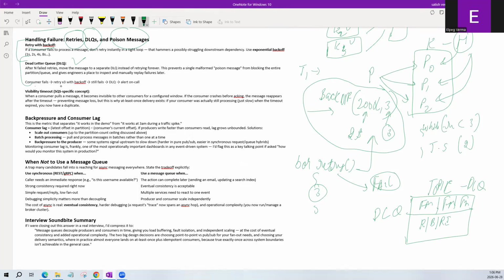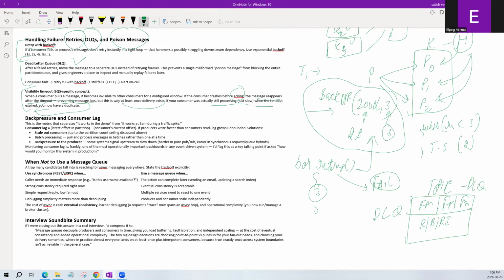Third is visibility timeout, right? When a consumer pulls a message, it becomes invisible to other consumers. Now, if the consumer crashes before acknowledgement, the message reappears after the timeout, preventing message loss. This is why at-least-once delivery exists. If the consumer was actually still processing when the timeout expires, you can now have a duplicate message. Okay.